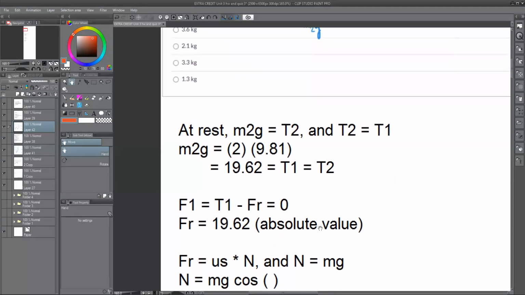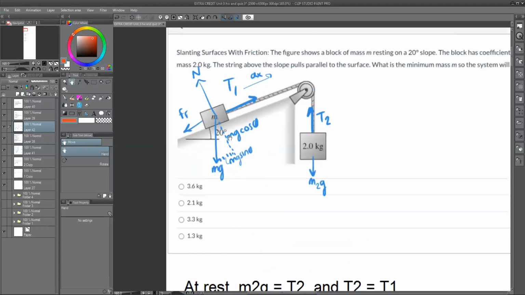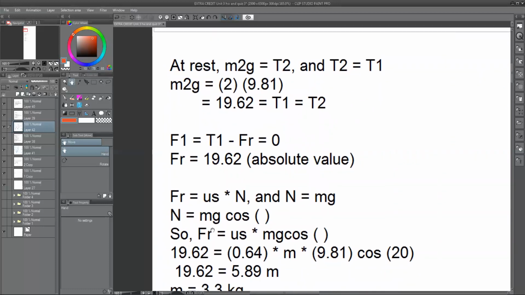So the friction is the coefficient of static friction times N, and we know that N is equal to mass times gravity. But in this case, we need to use the y component, which is mg cosine of theta, because of the way that the angle is here. It's not on the perfect x and y axis. It's slightly different because it's following this N. So we have to use the y component, which is mg cosine of theta. So friction is equal to the static coefficient times mg cosine of theta.